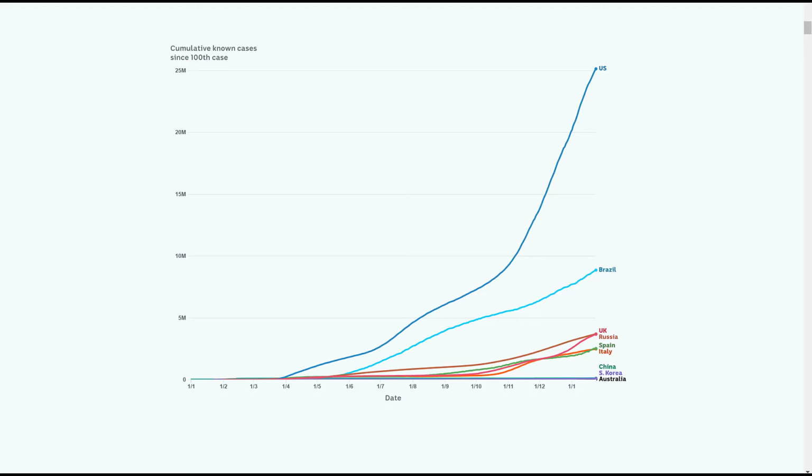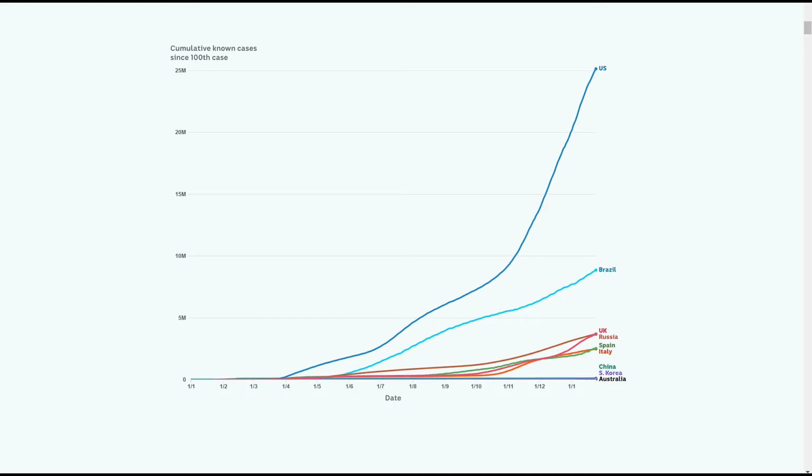And as you see here, when you use a linear scale, essentially all that we can really see is that the US has got heaps of cases, Brazil has also got a lot of cases, UK, Russia, Spain and Italy aren't doing too badly, and everyone else is lumped together down below, and it's all so close together that we can't even see them.